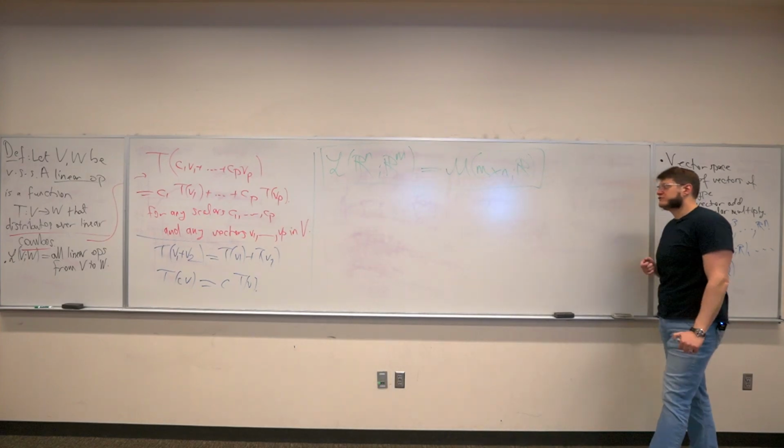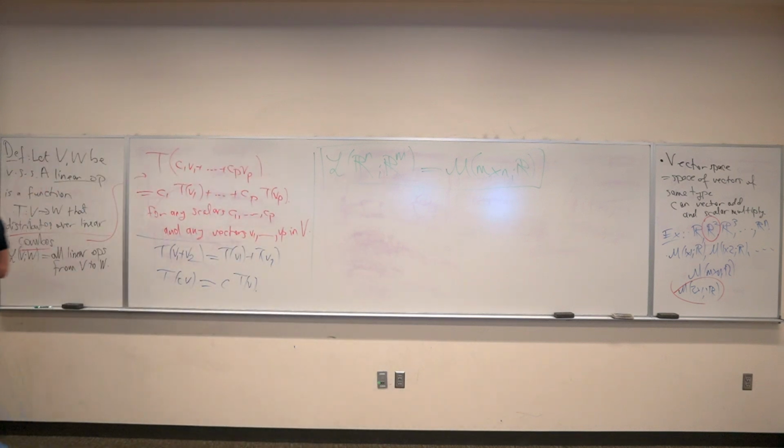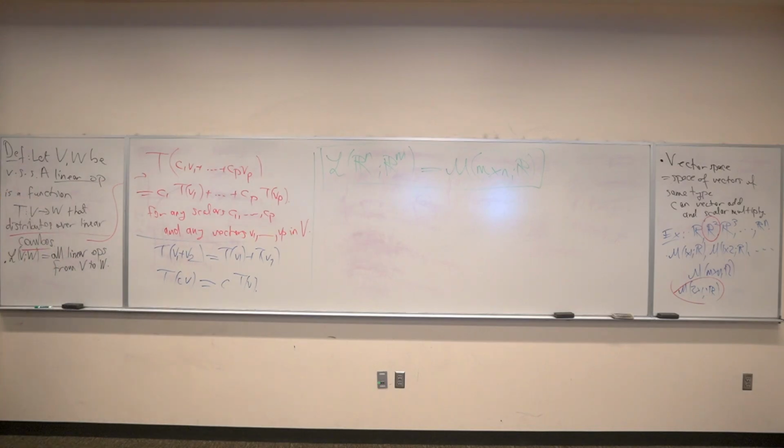What does this mean in words? It means any linear transformation from Rn to Rm is an m by n matrix. So this is very important.